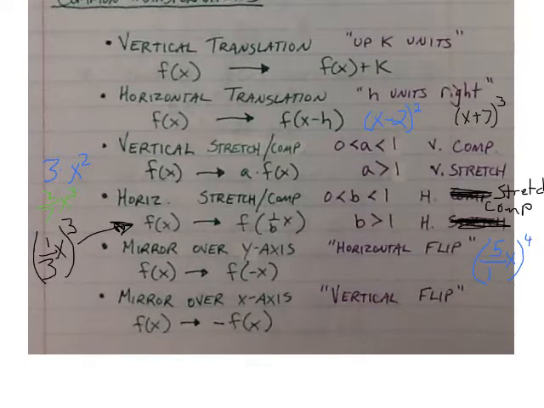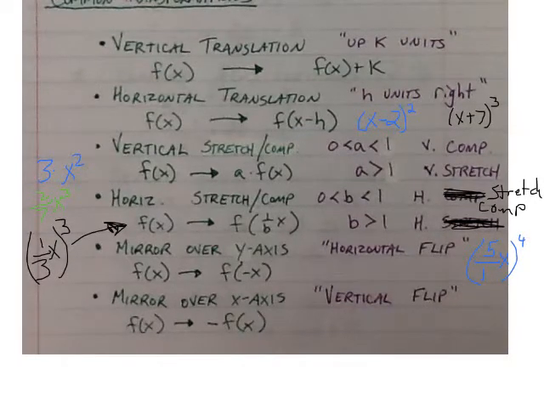All right, moving on to mirroring. If you switch x with negative x, what you're doing is you're mirroring it over the y-axis. It's a horizontal flip. And then if you put a negative in front of the f of x, it is a vertical flip. So we're going to look at a few algebraic examples, and then we'll look at some graphical examples.